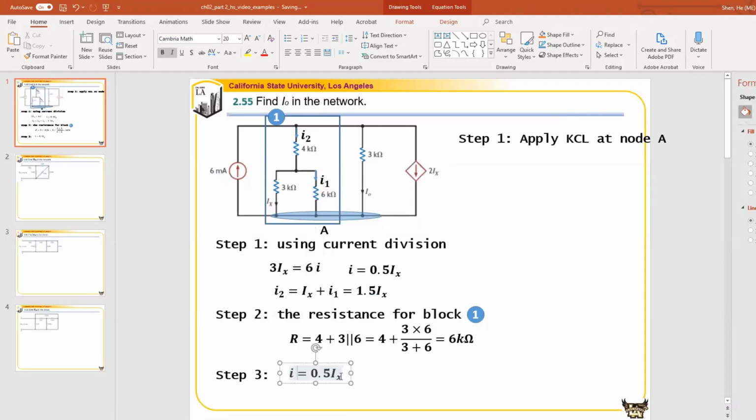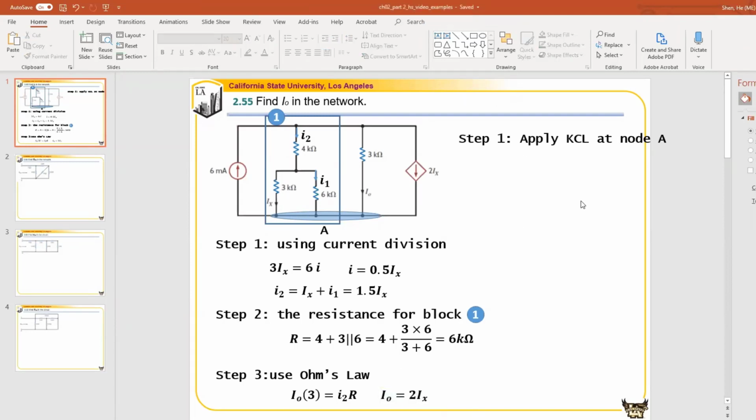If you cannot see it right away, we will just write it by using Ohm's law. Say I0 times this 3 kilo ohm will be equal to the current I2 times the overall resistance. So basically, we calculate the voltage by using Ohm's law. You can simplify this a little bit. Because R is equal to 6, I2 is equal to 1.5 Ix. So we can find I0 is equal to 2 times Ix.